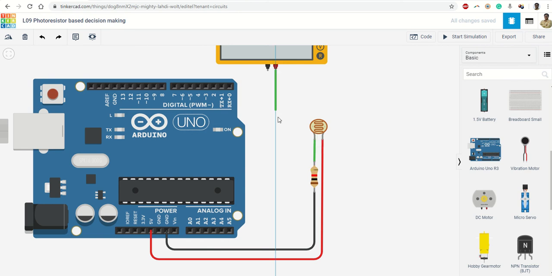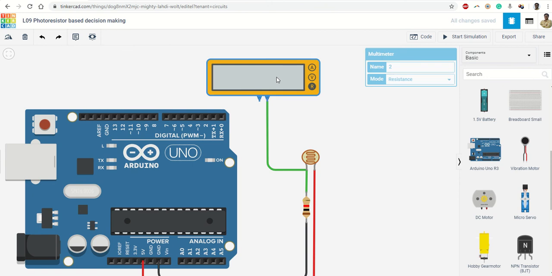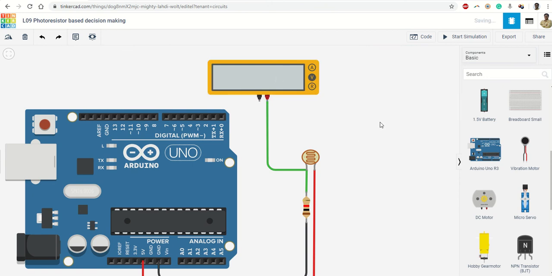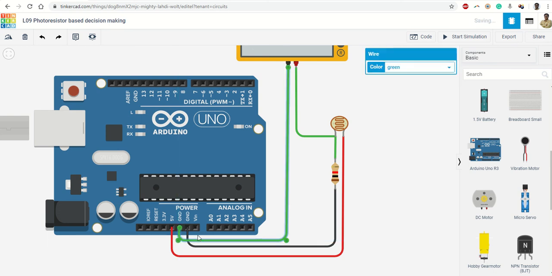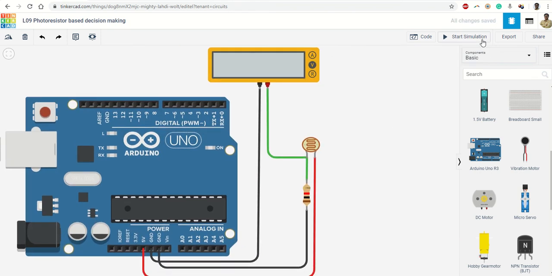At the center I want to measure the voltage, so I have connected it to the positive of my multimeter. Make sure that I click on the multimeter and change the mode to voltage, and the negative terminal of my multimeter will go to the ground. All these connections are done. We are ready. So we start the simulation.